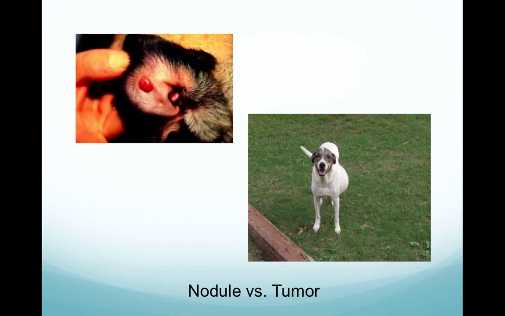In this picture, the nodule is the small button-shaped growth on the ear on the upper left-hand side, and then the tumor is much, much bigger. So that's the dog below with that bulging out from the side. That is a tumor.